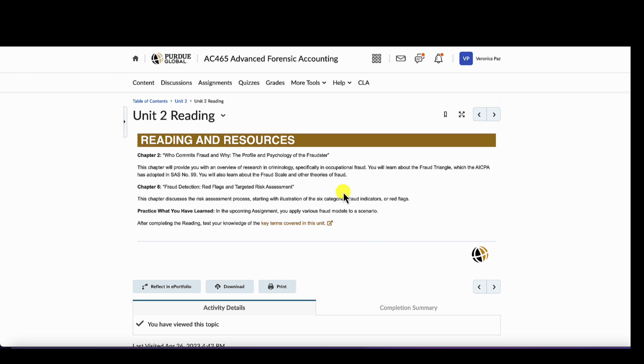You will also learn about the fraud scale and the theories of fraud. In Chapter 8, Fraud Detection, Red Flags, and Targeted Risk Assessment, you're going to actually learn about the risk assessment process. And we're also going to learn about the 6 categories of fraud indicators or red flags.